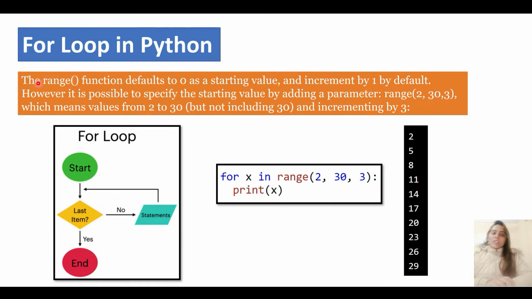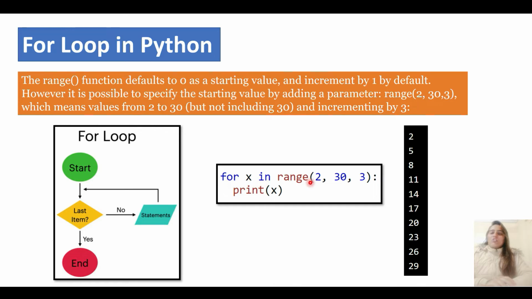Also, you can modify this range function. It defaults to 0 as the starting value and increments by 1 as the default value. However, it is possible to specify the starting value by adding a parameter. Suppose range(2, 30, 3). This means start counting from 2, count till 30 but don't include 30, and keep incrementing by 3. So let's see.